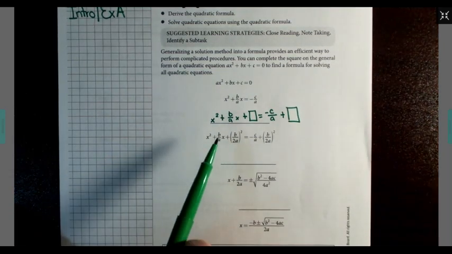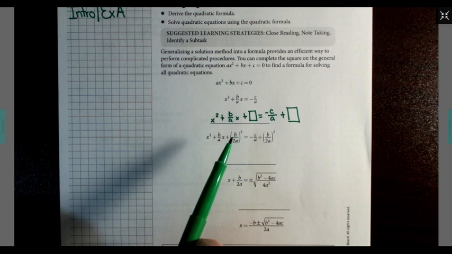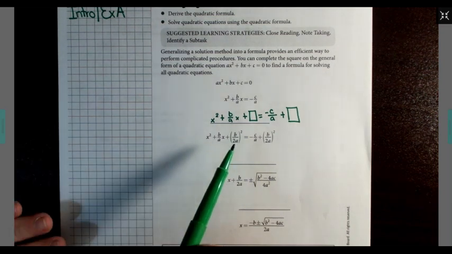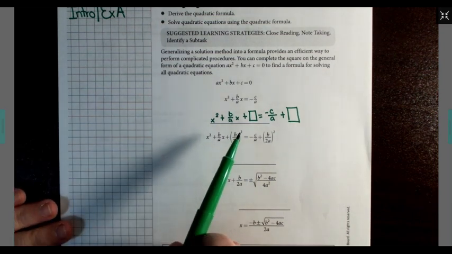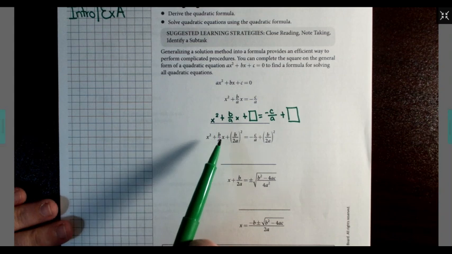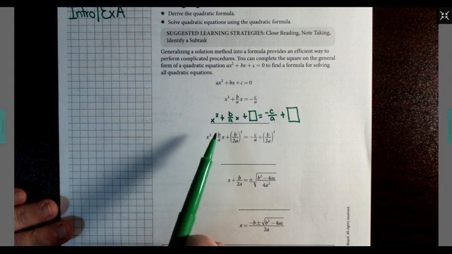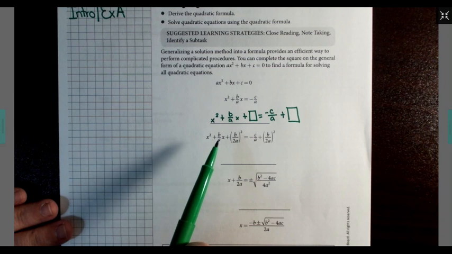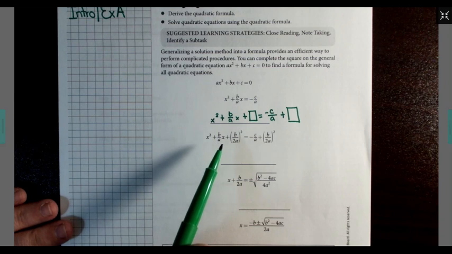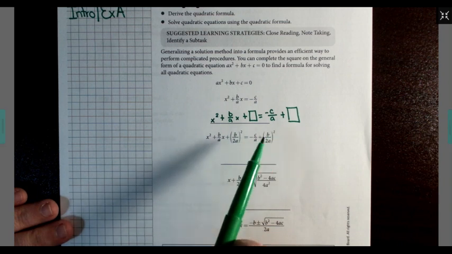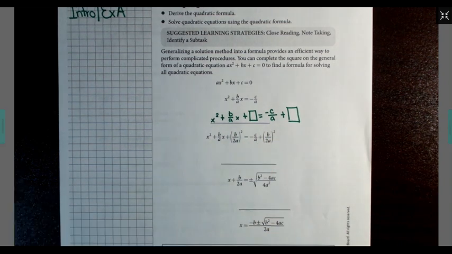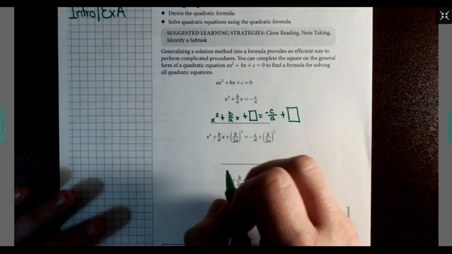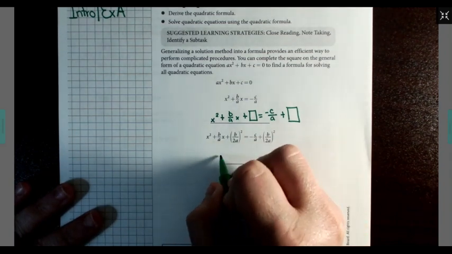On the next line, they did b over 2a to the second power, because remember, you take the second term's coefficient, you divide by 2, and then square it. But if I add that over here, I also have to add it to the opposite side. This would give us a perfect square.